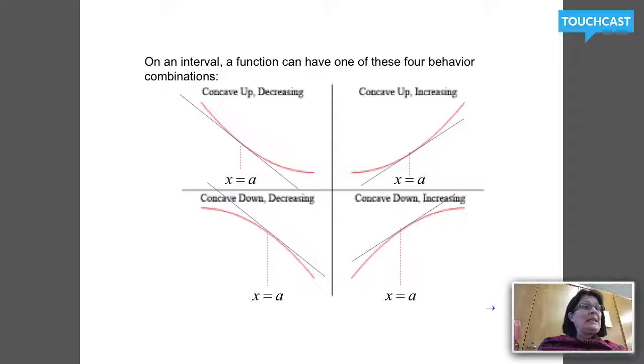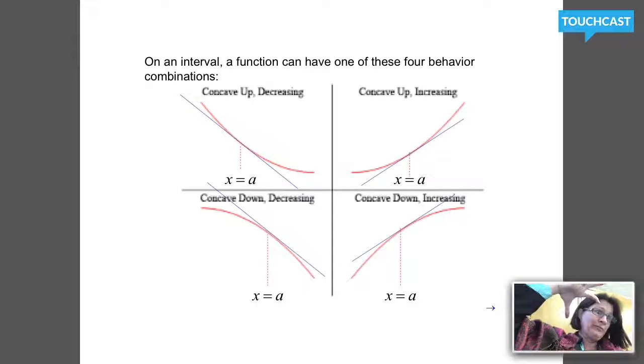Okay, recall that increasing just means going uphill, if you're talking to your baby brother. Decreasing means going downhill. So a function is decreasing anywhere its graph goes downhill. Concave up means looks like a bowl, and concave down means looks like an umbrella.